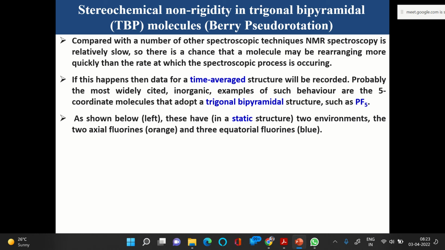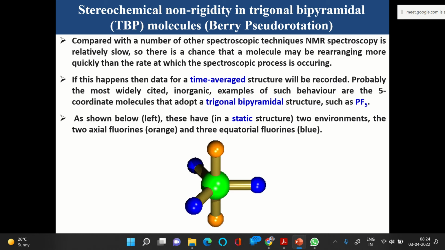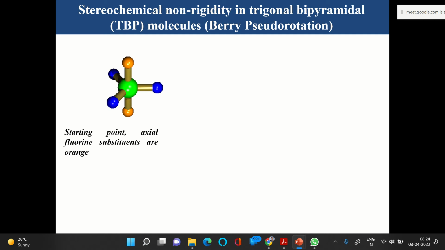So this is the picture of a trigonal bipyramidal geometry, typical of PF5 in a static condition, and we can imagine two different environments for the axial and equatorial fluorines. The blue ones are equatorial, this is axial, and these are equatorial. This is how you visualize it. Two different environments are visualized, so we should get two different signals, but we do not get that in PF5 because of the movement that happens.